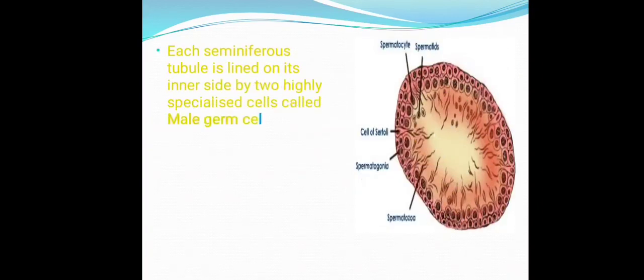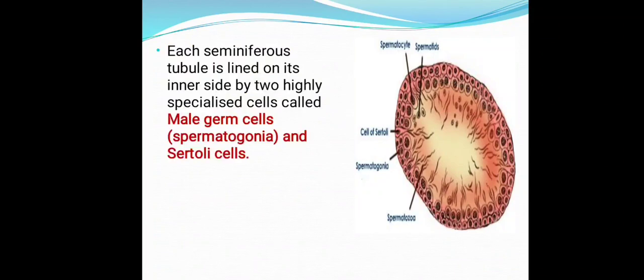If I take a cross section of this seminiferous tubule, I will get this image. Each seminiferous tubule is lined on its inner side by two highly specialized cells: male germ cells, called the spermatogonial cells, and the quite elongated cells, which are called Sertoli cells.